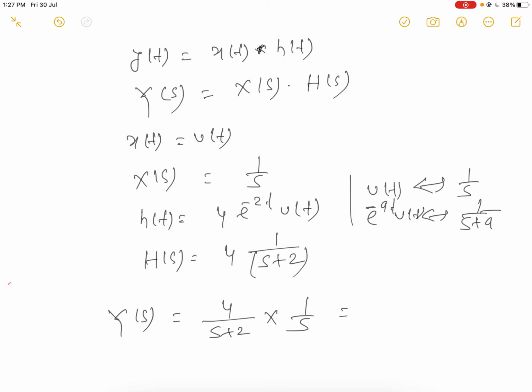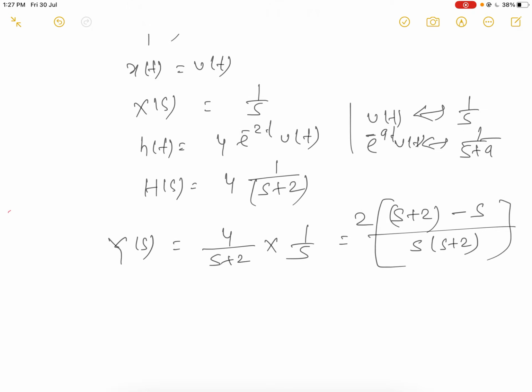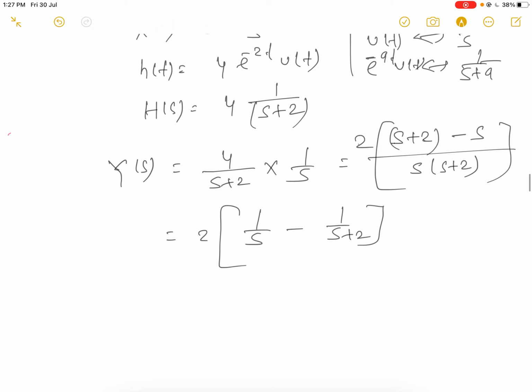Then what will happen? Here (s+2) minus s upon (s+2). Then here is the 2 multiplication, then you will get the s cancel out, 2 times 2 it will be 4, then 2 upon 1/s minus 1/(s+2). So what will happen here? You will get 2u(t) minus e^(-2t)u(t).